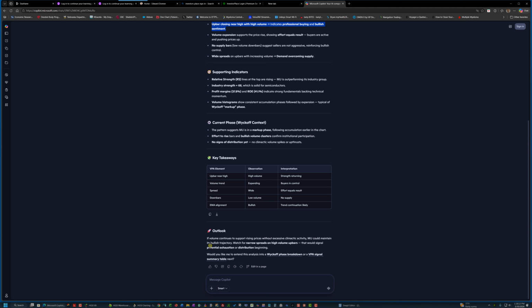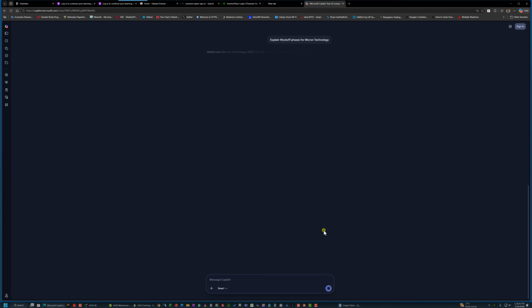Outlook: if volume continues to support rising prices without excessive climactic action, MU could maintain its bullish trajectory. Watch for narrow spreads on high volume up bars that would signal potential exhaustion or distribution beginning. Would you like me to extend this analysis into a Wyckoff phase breakdown or a VPA summary table next? Let's do the Wyckoff.